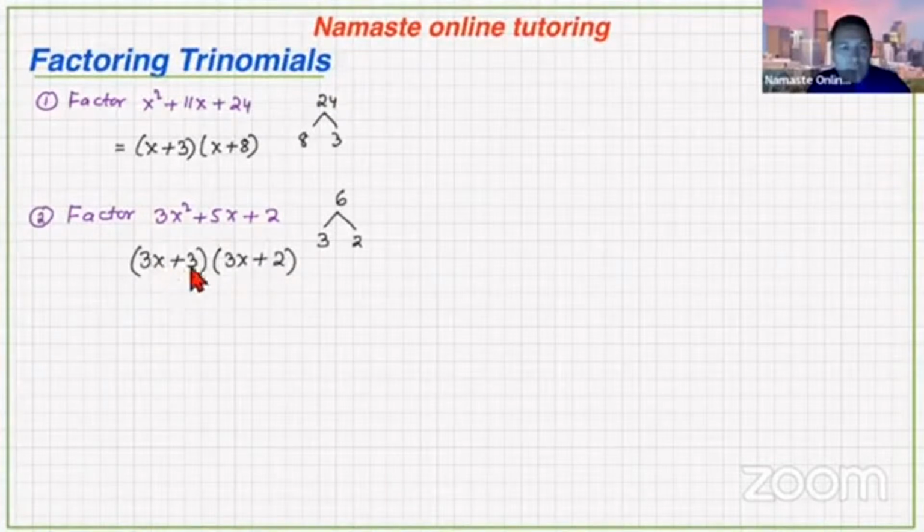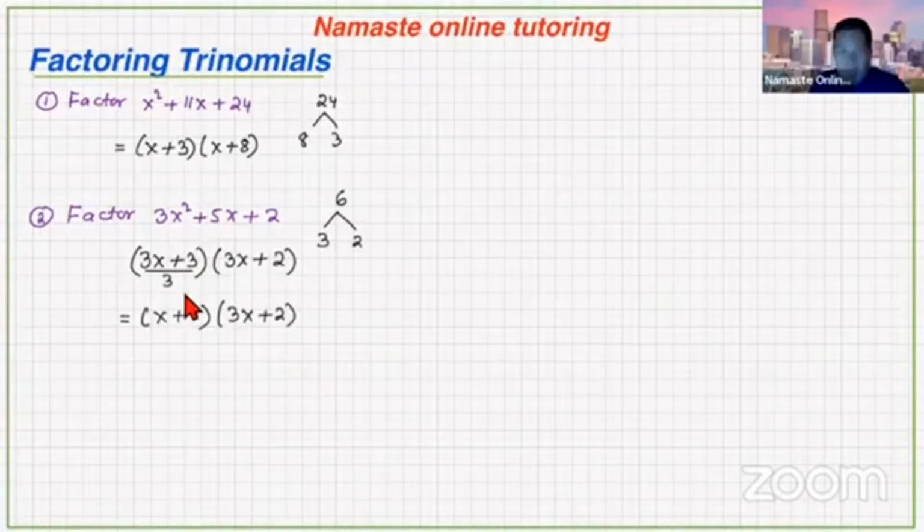But in the first one, you can see that there is a common factor of 3. If there is a common factor, you can divide by that. So divide that by 3. Our final answer would be 3x divided by 3 is x, plus 3 over 3, that's 1, multiplied by 3x plus 2. So the factored form for this trinomial is x plus 1 times 3x plus 2. If we multiply these two, we'll get 3x squared plus 5x plus 2.